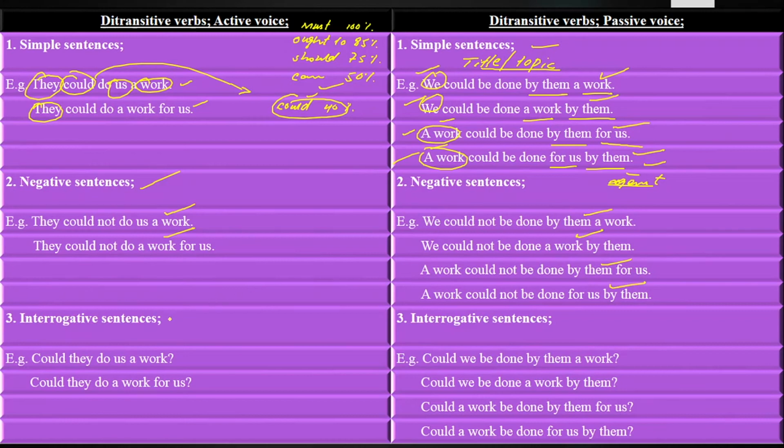Next we have got interrogative sentences. Those sentences in which we ask questions and put queries are called interrogative sentences. Could they do us a work? Could they do a work for us? Could we be done by them a work? Could we be done a work by them? Could a work be done by them for us? Could a work be done for us by them?